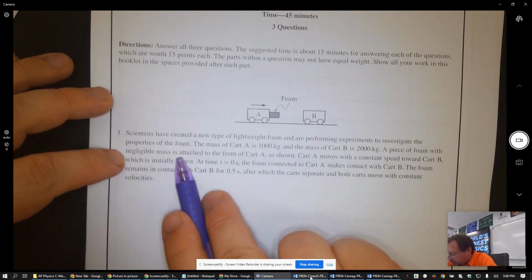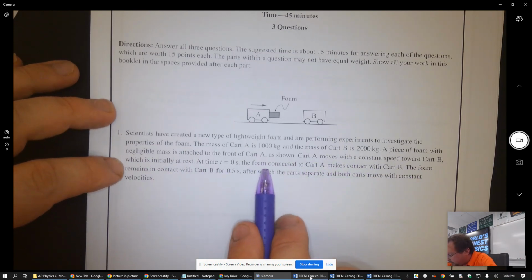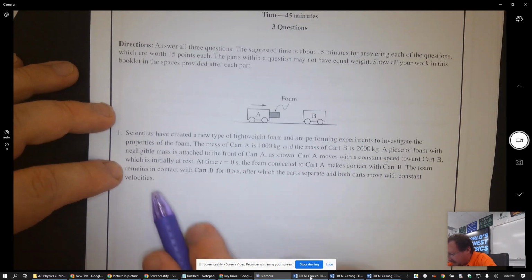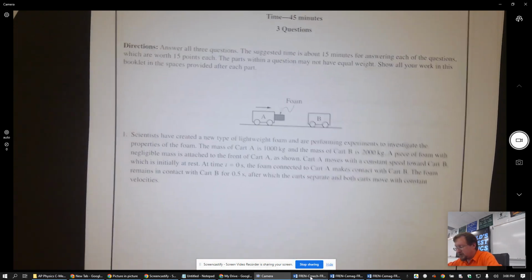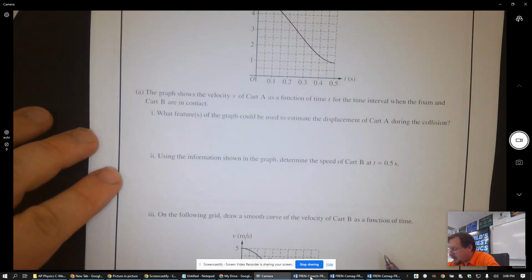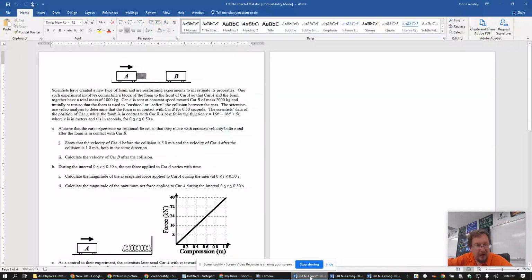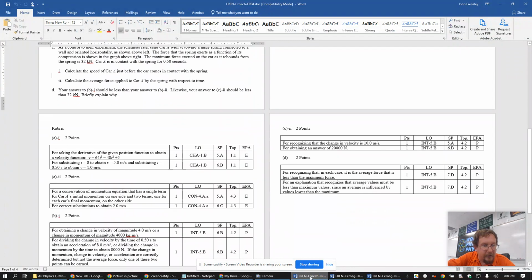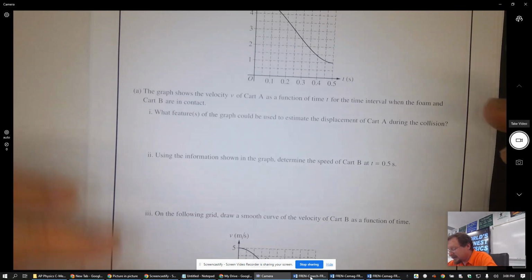A piece of foam with negligible mass in front of cart A. Cart A moves at constant speed toward cart B. At time equals 0, the foam makes contact with cart B. The foam remains in contact for 0.5 seconds, after which the carts separate, and both carts move at constant velocities. The graph shows the velocity VA of cart A. I didn't do this, did I? Nope, that's not anything I've ever seen before.